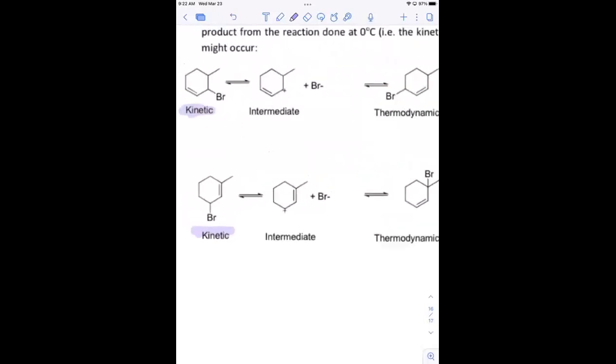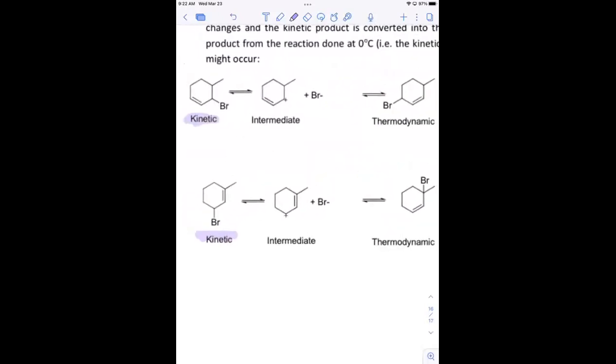How would we go from the kinetic product? Let's start at the one at the top. How do we go from that back to the intermediate? So look at what we have on the left, the kinetic product. Look at the intermediate on the right. How would you show that if I ask you to propose a mechanism for that? Would you remove the bromine from the kinetic one? Okay, how would you show it?